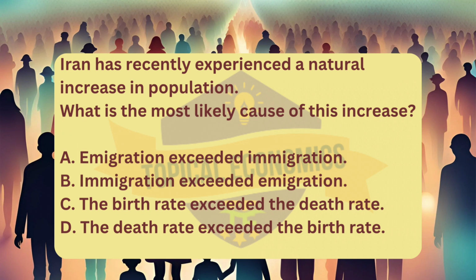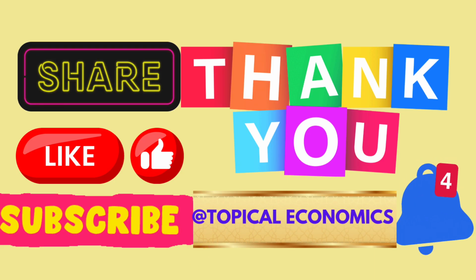Lastly, option D. The death rate exceeded the birth rate. If the death rate exceeded the birth rate, the population would be declining over time, not increasing. A higher death rate than birth rate leads to population decline, so this cannot be the cause of a natural population increase.